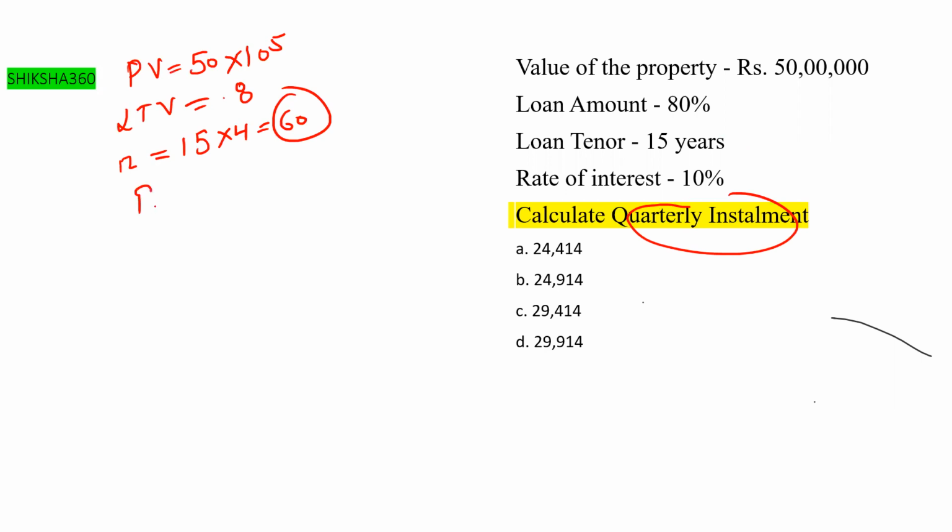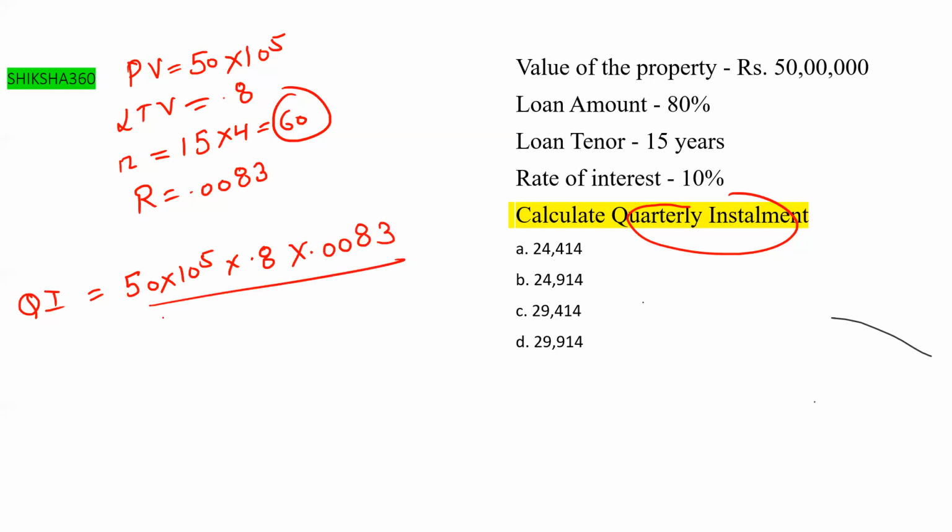Rate of interest is the same, 0.0083. So the quarterly installment is 50 into 10 raised to power 5 into 0.8 into 0.0083 upon 1 plus 0.0083 power 60 minus 1. The only important thing you have to understand is the value of n here.